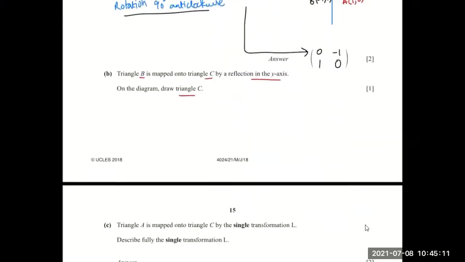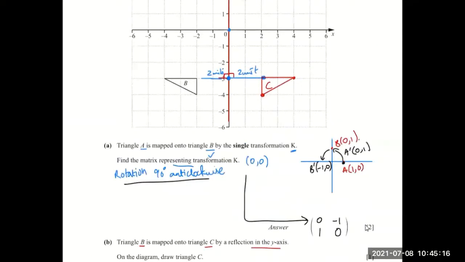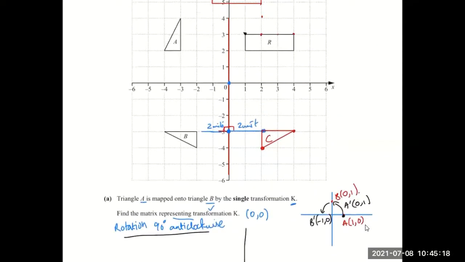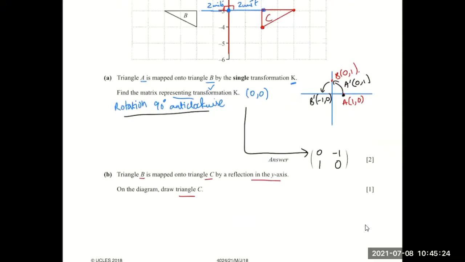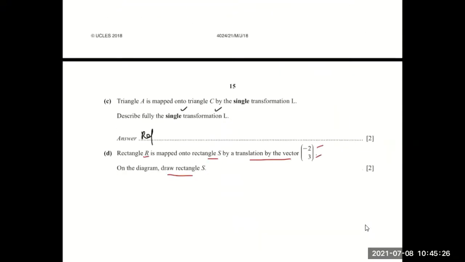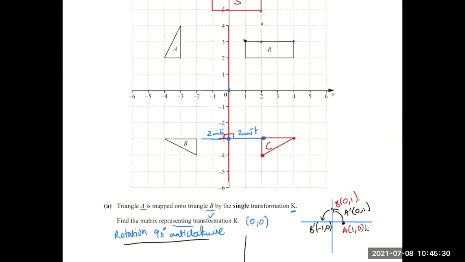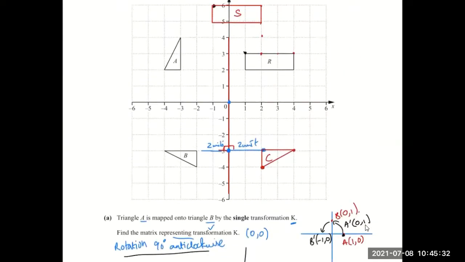Then it says that triangle A is mapped onto triangle C by a single transformation L. Triangle A and triangle C. Do you see the relationship? I think it's a reflection because I see it flipping over. It's flipped over. What line do I think I'm going to draw?